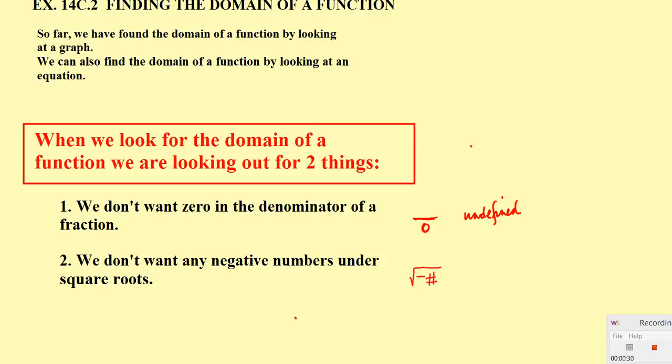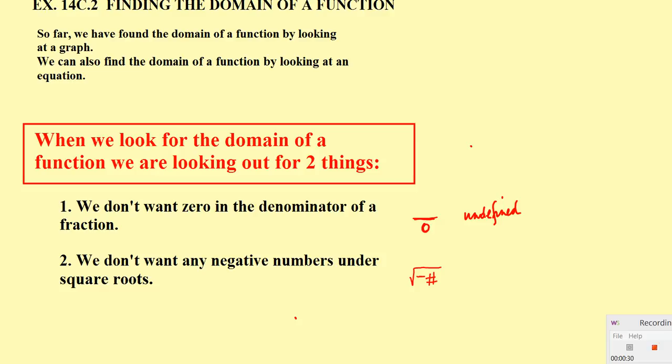So, like I said, basically what we've done so far is we've found the domain of a function by looking at the graph. Now we're going to be looking at finding the domain of a function by looking at an equation. So we're going to be looking at it algebraically.